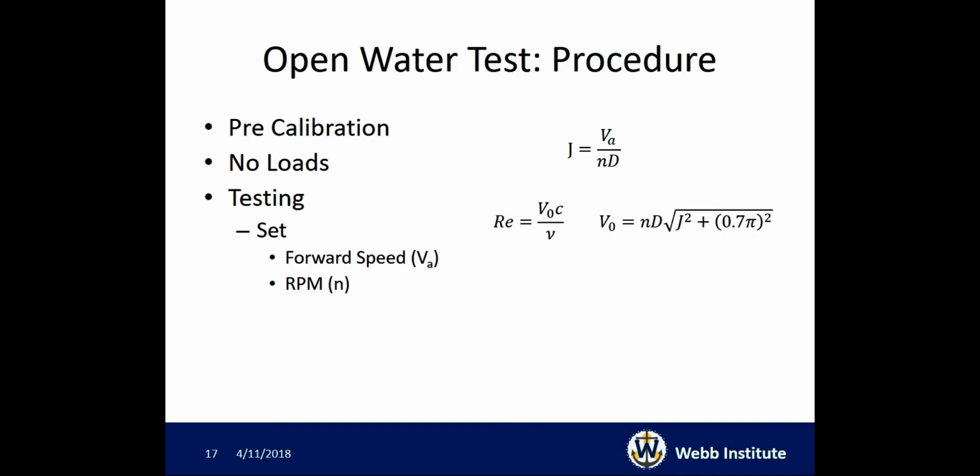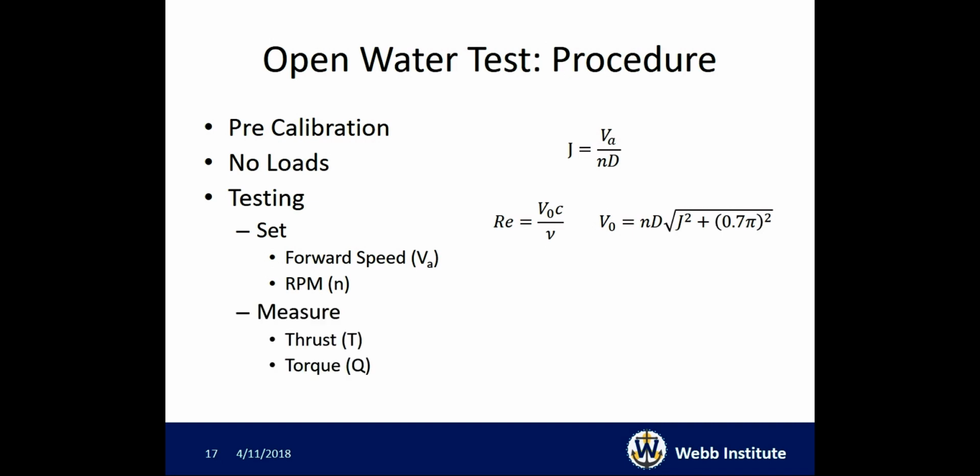During testing, you set the forward speed of advance and the RPM of the propeller, which is non-dimensionalized as J, or the advance ratio shown here. Note from the Reynolds number equation below, and the V0 equation specifically, that the RPM of the propeller has a much more significant effect on the actual Reynolds number than the J value.